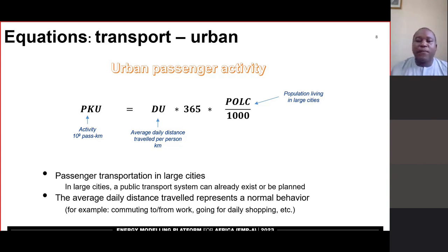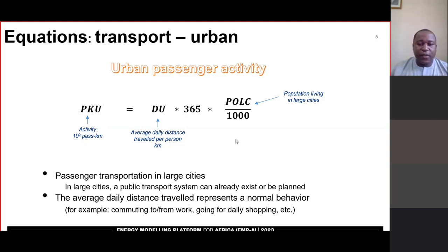And even the transportation modes which are suitable for that area may not be suitable for the remaining area of the country. So here, to evaluate this activity, which is passenger kilometer, we need to evaluate the distance that each person is traveling per day. And that is much simpler for us to estimate. And then we can multiply it by 365 to have the total distance traveled by each person on average per year. And finally, we will multiply by the population living in that area. And when we multiply by the population living in that area, we can divide now by 1,000 because we want to have our passenger kilometer in terms of billion.